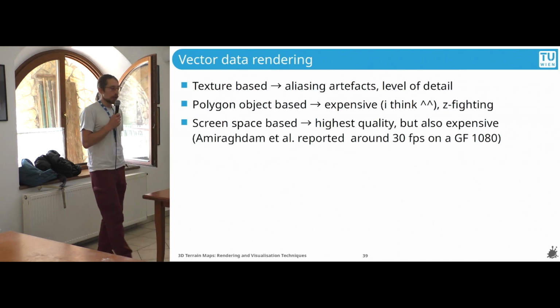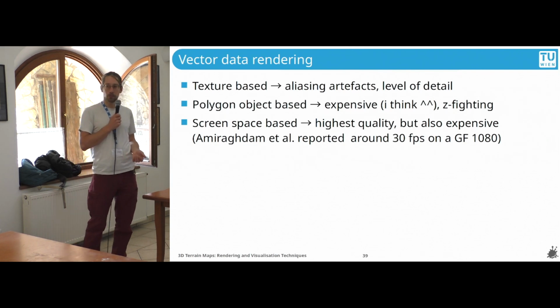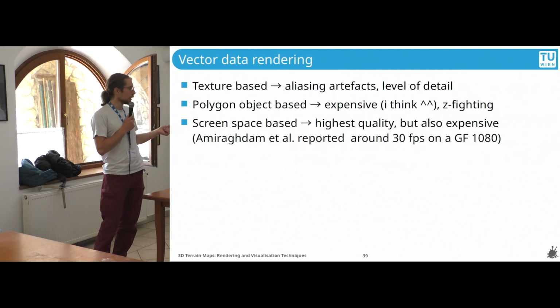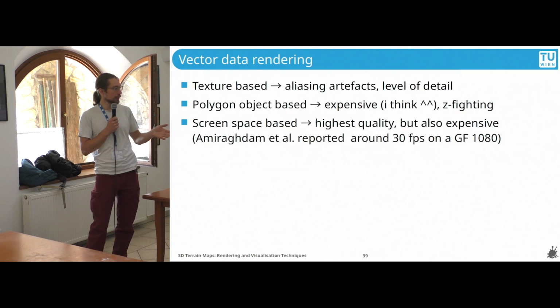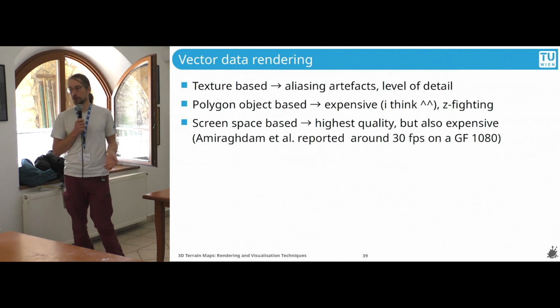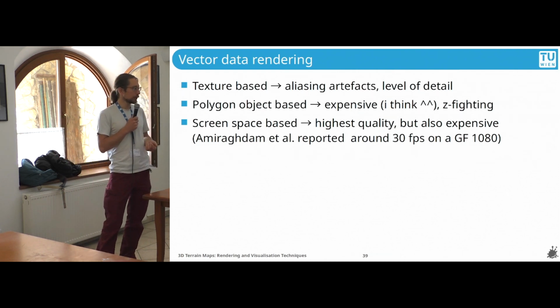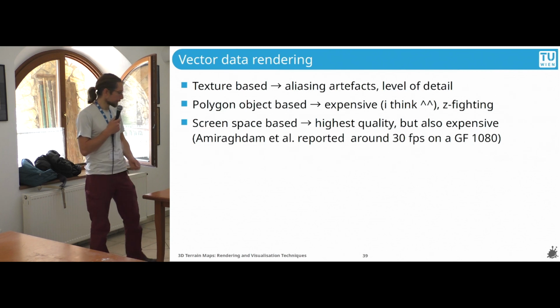Alright, so we have texture-based, which gives us aliasing artifacts and problems with the level of detail. We have polygon object-based, which we think is expensive, and it also causes z-fighting. And then we have screen space, which is the highest quality, but also expensive.